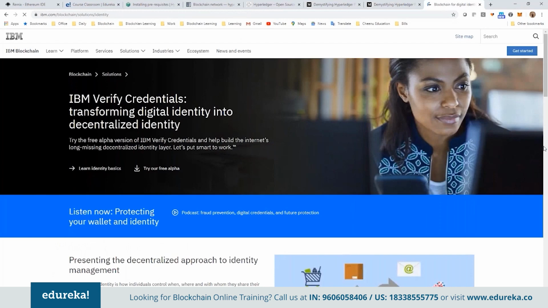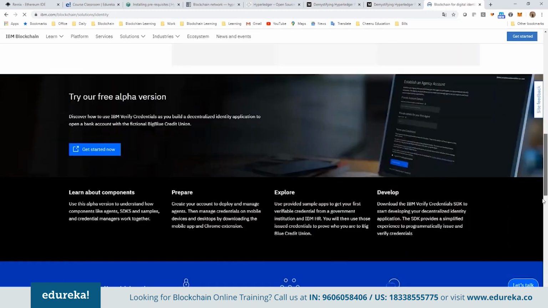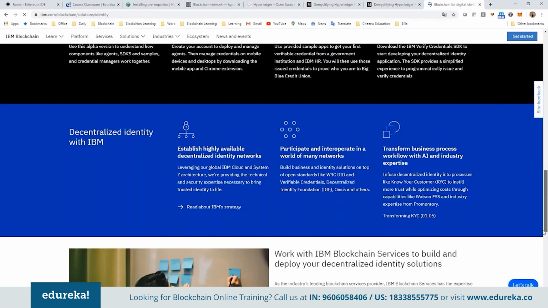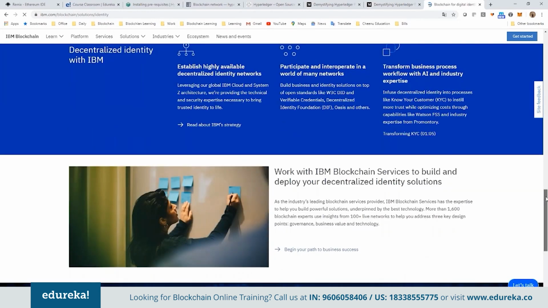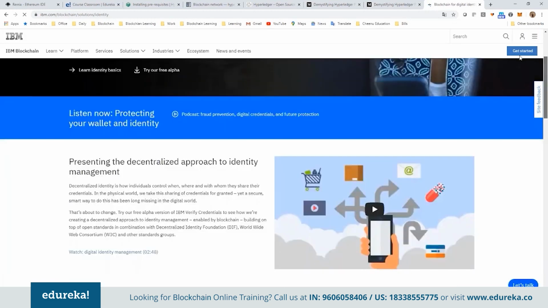A decentralized approach to identity management. I think it must be mentioned somewhere that this is developed using Indy. KYC, you can see how the KYC is happening here. I'm not sure where it is mentioned, but it is developed using Hyperledger Indy. So you can even try this solution if you want, to see how it actually looks. I'm just pinging it across the chat.